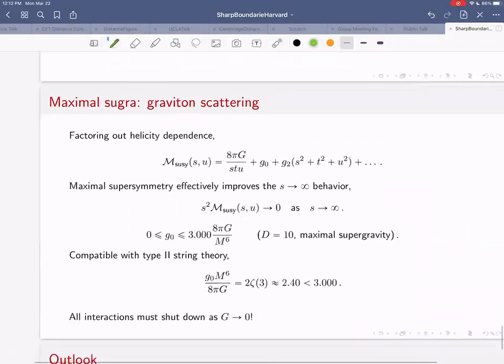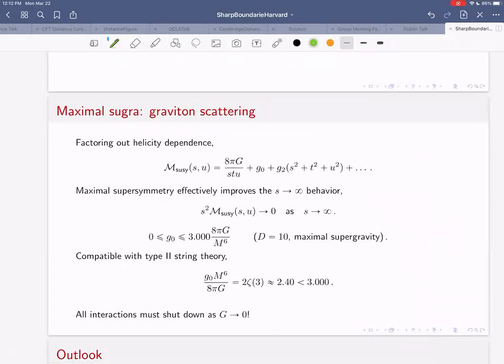Ideally, and I think it's entirely possible, just a technical issue, you would like to do this for scattering of gravitons. And as a shortcut to do graviton scattering, let's do supergraviton scattering for the time being. Supersymmetry allows you to factor out the helicity dependence. So if you have maximum supersymmetry, you can reduce the problem to an effective auxiliary four-point scalar amplitude, which is fully crossing symmetric. Furthermore, supersymmetry improves the Regge behavior, so that rather than having m over s squared going to 0, now you have s squared times m. So there are four powers of improvement.